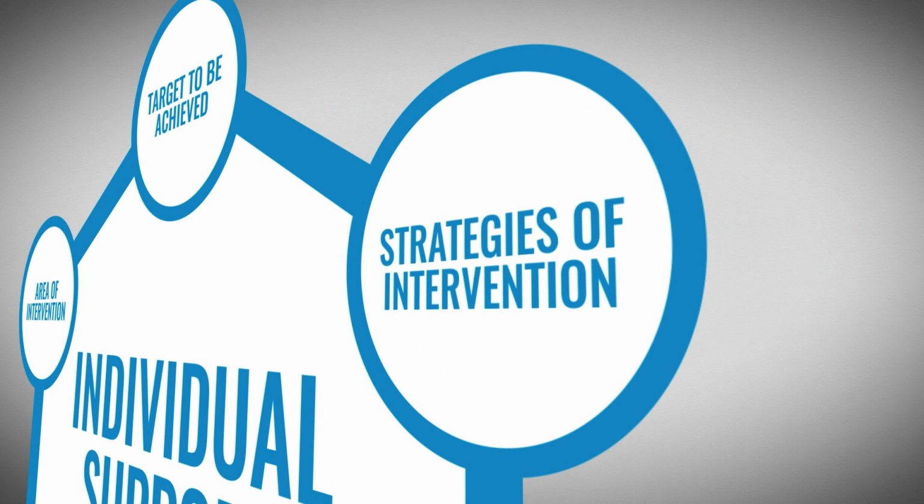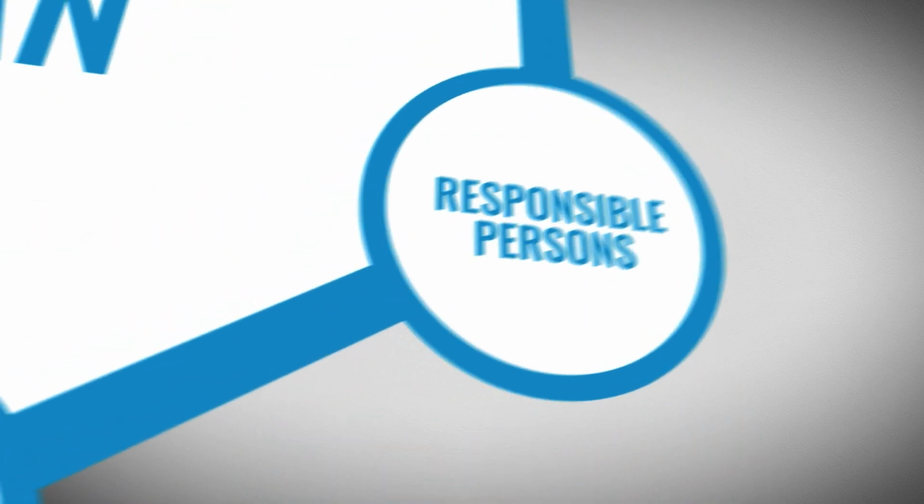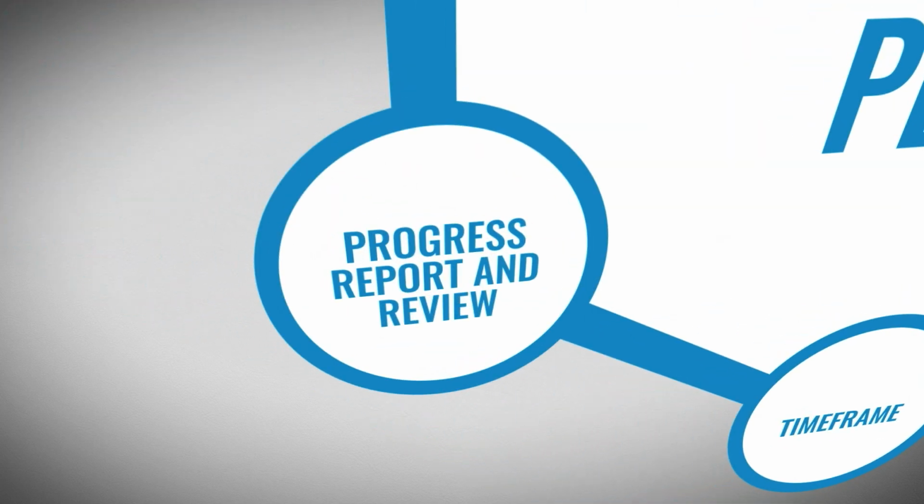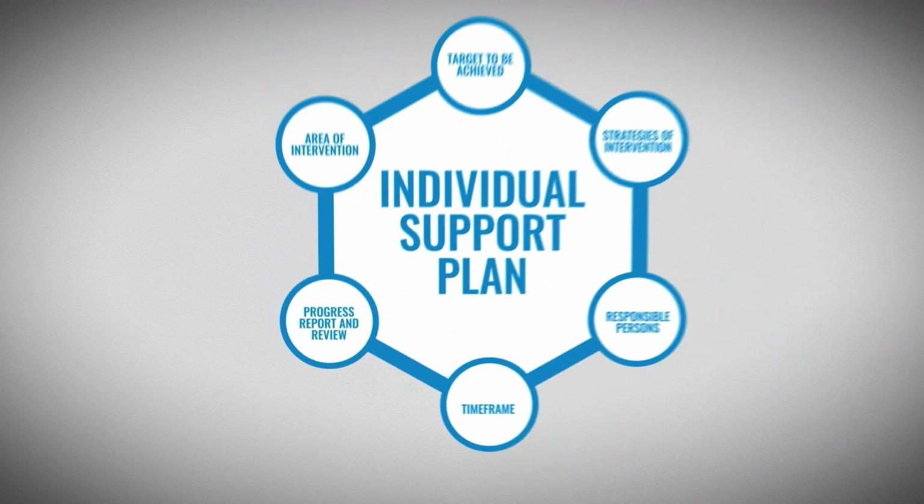Strategies of intervention. Here, we need to indicate which strategies we will implement to support the learner, who the responsible person would be, and the time frame, or review date. It refers to the period in which we intend to offer the support and review the effectiveness of the strategies implemented, report on progress made, or review. The SBST will need to review the ISP to check progress made and the following steps to take.